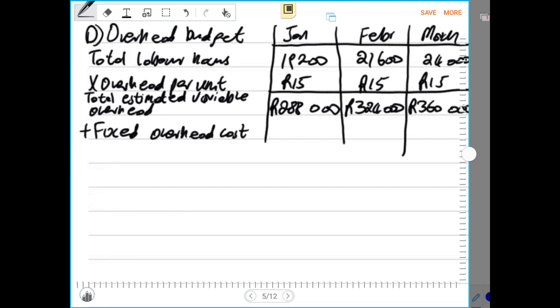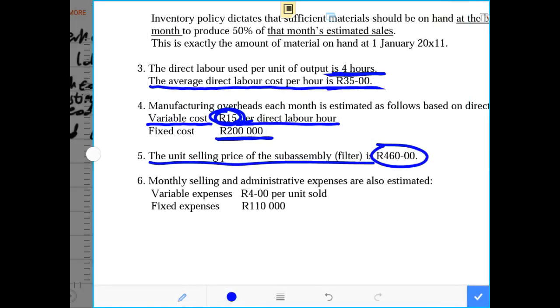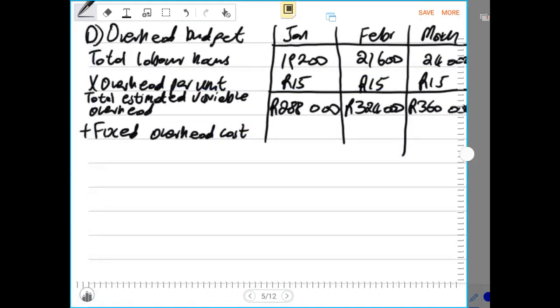Our fixed overhead cost, I think it was 200,000 throughout. It was 200,000, which is in total 200,000, and we record that 200,000 as it is.